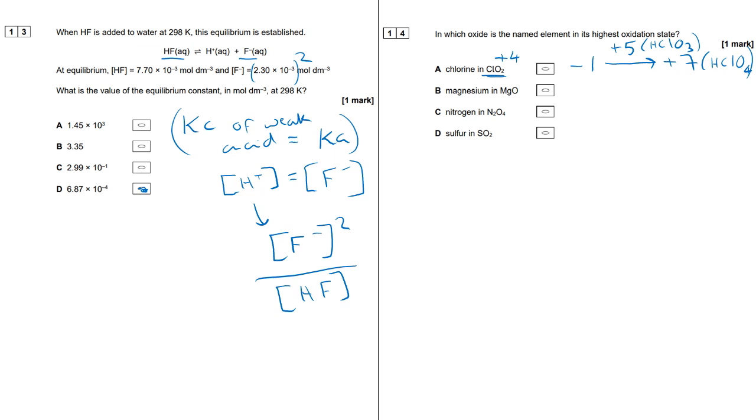Magnesium's in group 2, so it can lose up to 2 electrons. Its maximum oxidation state would be +2, which it is in this case, so that would be the correct answer.